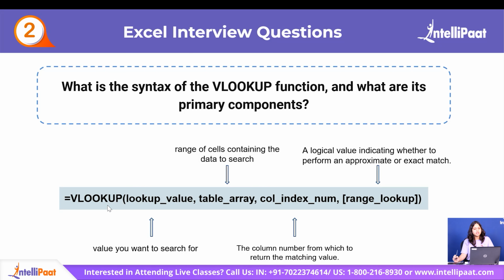Alright, you need to provide a column number, the column that I'm looking for my value to be returned from. Then you have your range lookup. This is the logical value, true or false, indicating whether to perform an approximate or an exact match. So you can give a true over here for an approximate match, but if you want an exact match, you need to give a false value here.